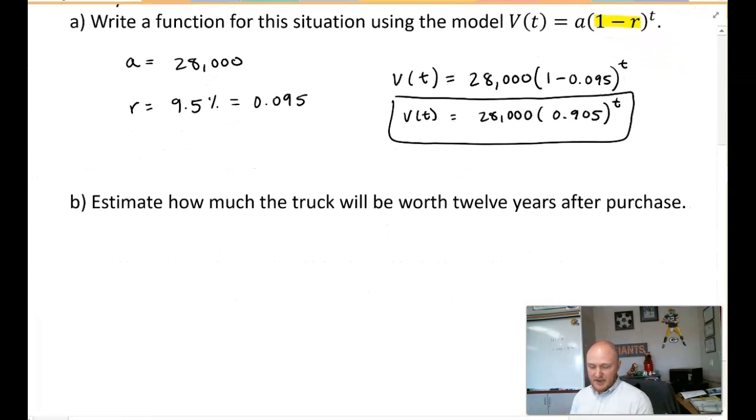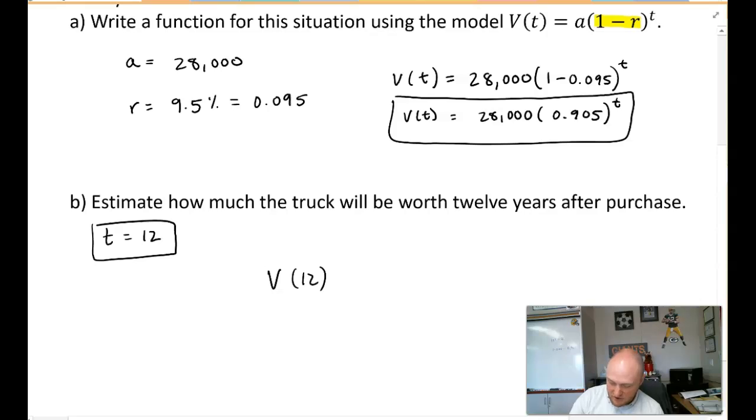Part B, it says estimate how much the truck will be worth 12 years after purchase. In this example and in the last practice problem, they just gave us t straight up. They say after 12 years, and 12 years have passed. So we don't have to do any roundabout ways of finding what t is. So I'm going to evaluate what is v of 12. 12 years later, 28,000 times 0.905 to the power of 12. Okay.